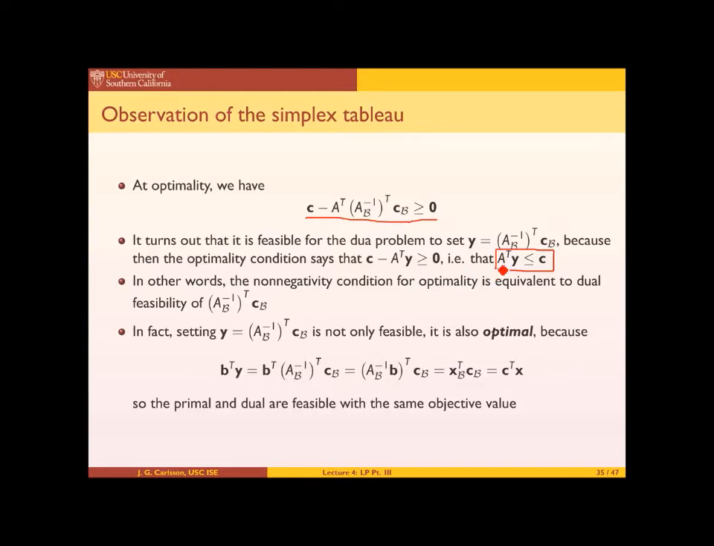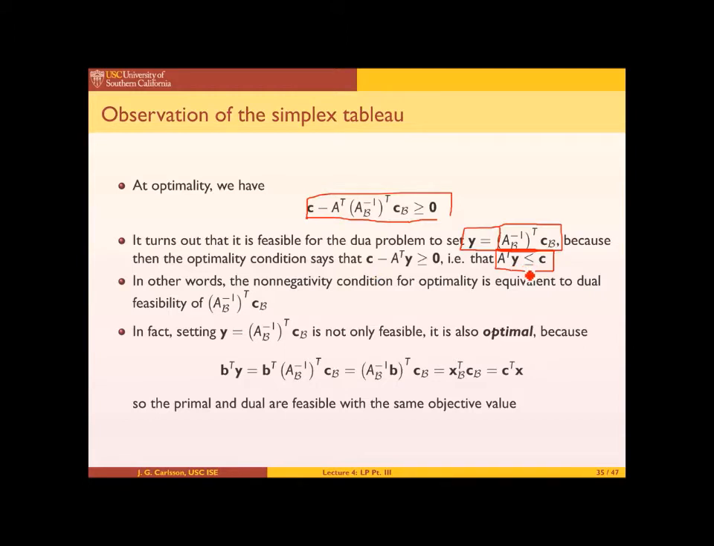What happens if I take this quantity here? What happens if I take AB inverse transpose CB, and I say, hey, what happens if I plug that into my dual? Let's let Y be equal to that thing. Okay, then what do you have? Then you have C, then this condition up here, the optimality condition, which says these terms have to be non-negative. That's the same as saying C minus A transpose Y greater than or equal to 0. In other words, A transpose Y is less than or equal to C. Okay, so that's kind of neat.